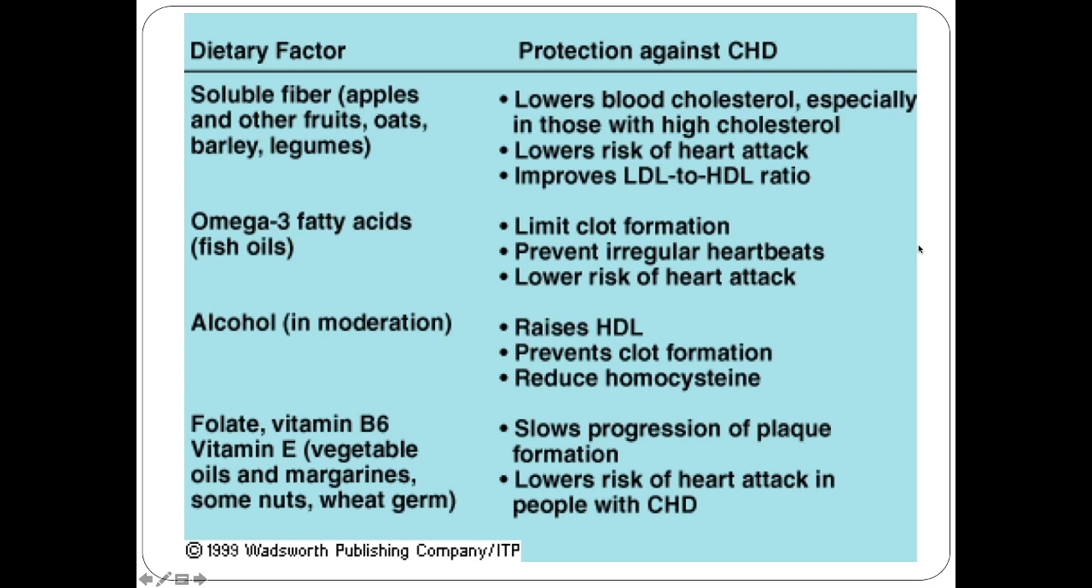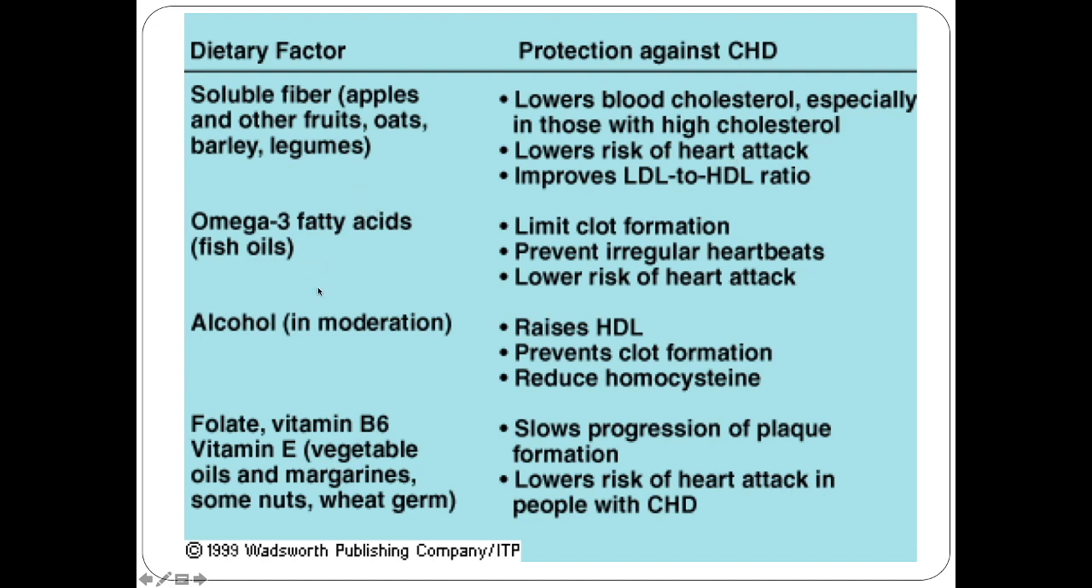There are a number of dietary factors that can protect you against these things. So soluble fiber, we mentioned in the carbohydrates section, coming from things like apples and fruits, as well as oats, barley, and legumes, will help lower your blood cholesterol, especially if you have high cholesterol. And it does this by improving your LDL to HDL ratio. This will in turn lower your risk of heart attack.